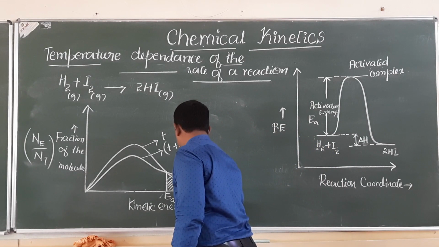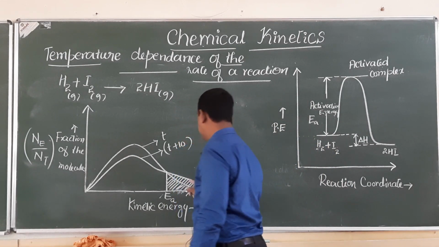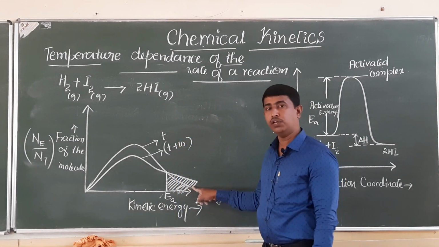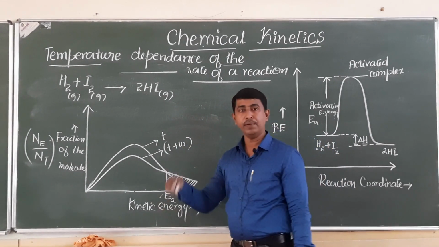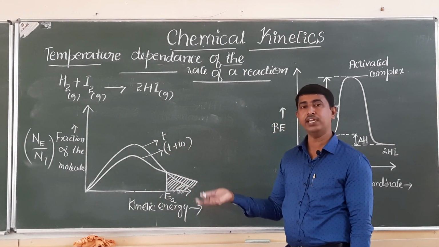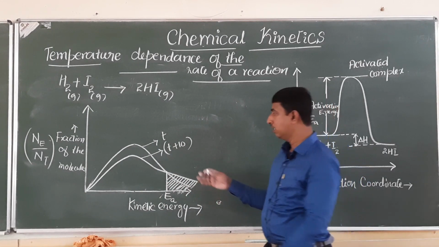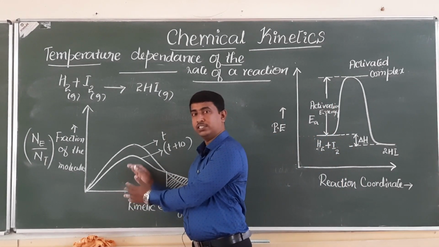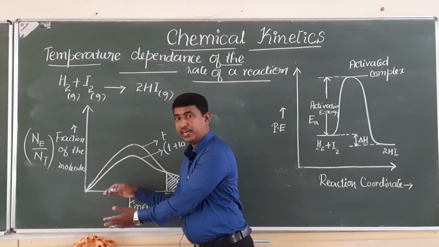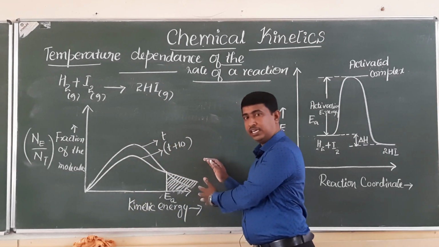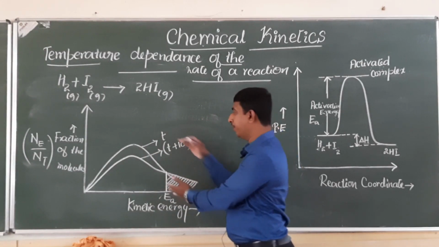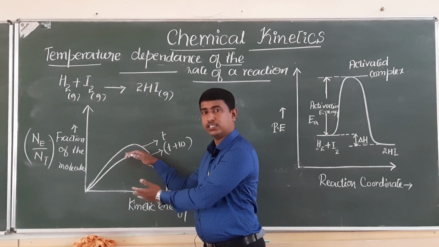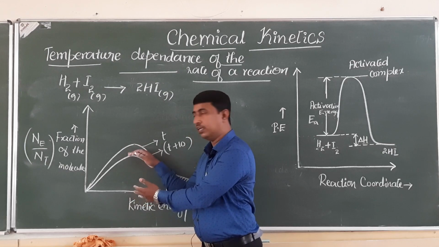So, this is the extra number of molecules with energy equal to EA or greater than EA. I will repeat it once again. When temperature is increased or when we supply kinetic energy, most of the molecules get shifted from the lower energy side to the higher energy side, from left to right. As a result, the peak of the curve gets decreased.